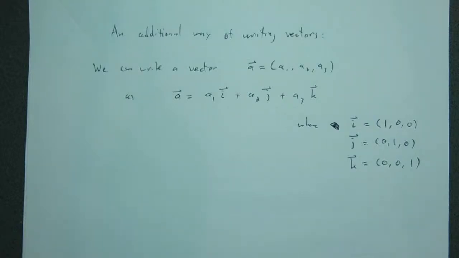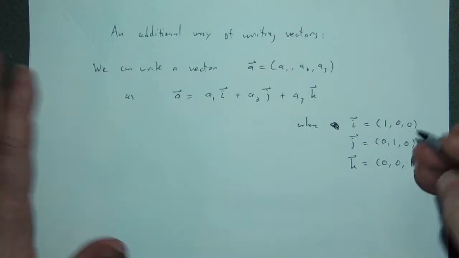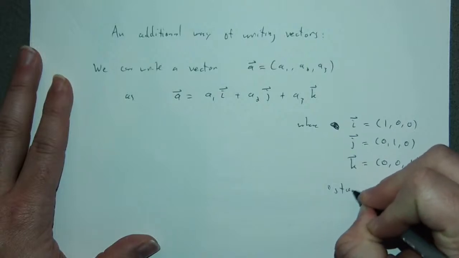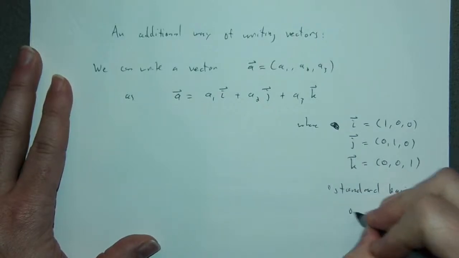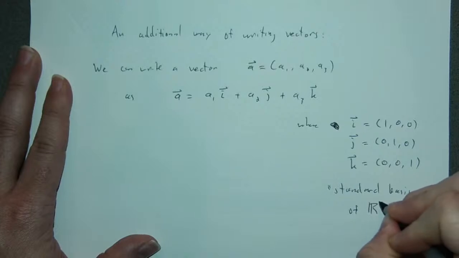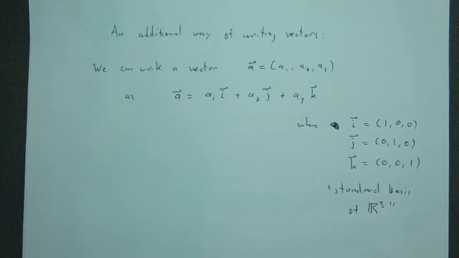Okay. Now, if you've had any linear algebra at all, then you immediately see what's going on here. All you've done is write a basis for R3. i, j, k, these vectors form what's called the standard basis of R3. I'm not going to use that terminology in this course, but you're going to see this plenty going forward.